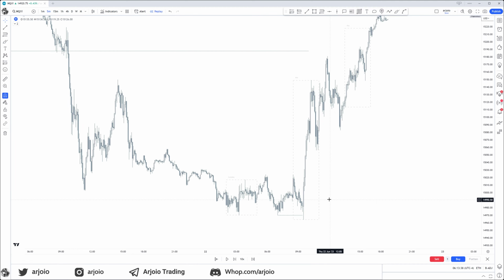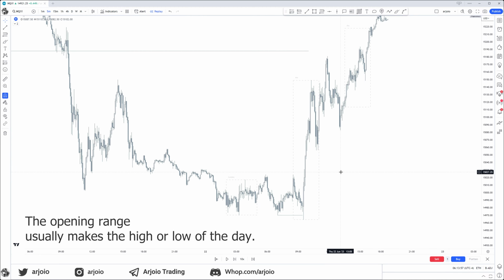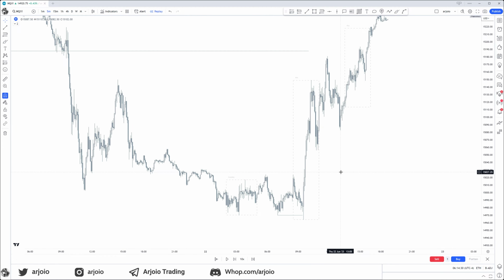So what we see here is London consolidation, AM sweep of London. Then at 9:30 we have equities open right there. 9:30 until 10:30, that is your opening range. The opening range usually makes the high or low of the day, because that is where the most volatility is. There's a lot of volatility coming into the market at 9:30 because it is equities open. So ideally you want to get involved after equities open.